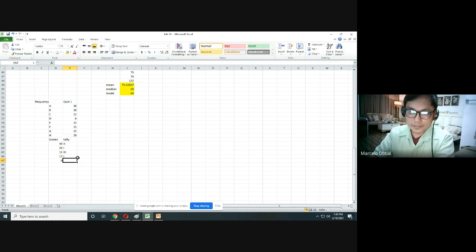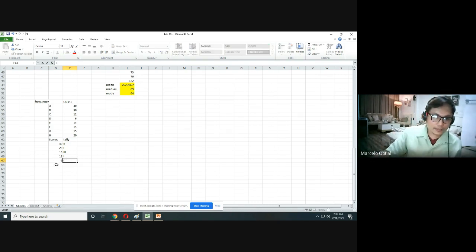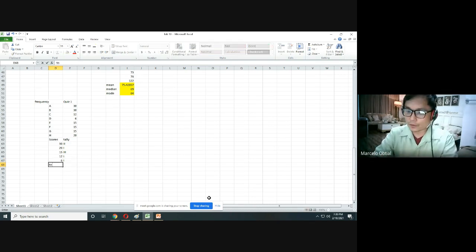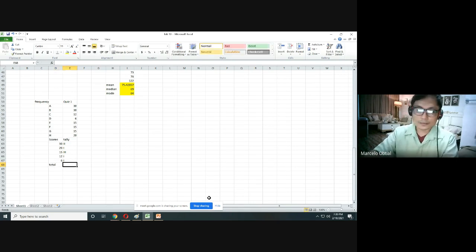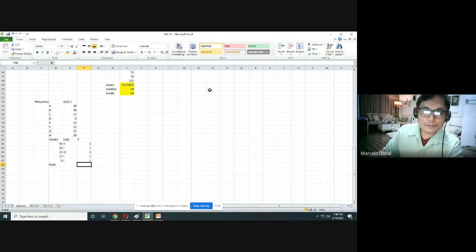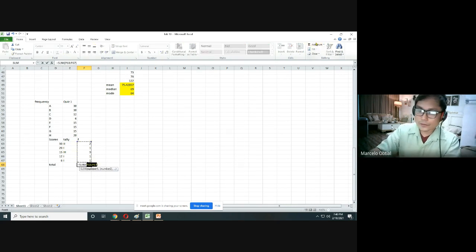Okay? Check natin yan because I told you there are 8 students. The total frequency. Dito tayo mag-frequency. Ang frequency will be 2 sticks, 1 stick, 3 sticks, 1 stick, 1 stick. So, dapat 8, no? So, I will press the auto sum or add. So, tama, 8. 8 students.